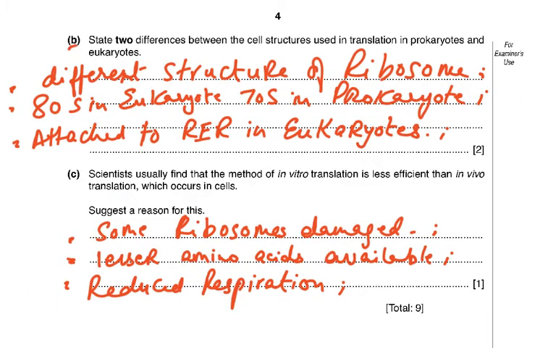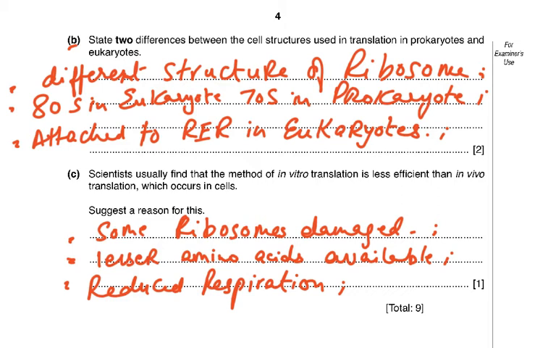B part of the question: state two differences between the cell structure used in translation in prokaryotes and eukaryotes. Now this again we go back to chapter 1. Different structure of ribosome. The rRNA is slightly different. The other thing is that there are 80S ribosomes in eukaryotes and 70S in prokaryotes. And then they're attached to RER in the eukaryotes. There are fixed ribosomes and free ribosomes in eukaryotes. But in prokaryotes, there are only free ribosomes. There is no rough endoplasmic reticulum in prokaryotes.